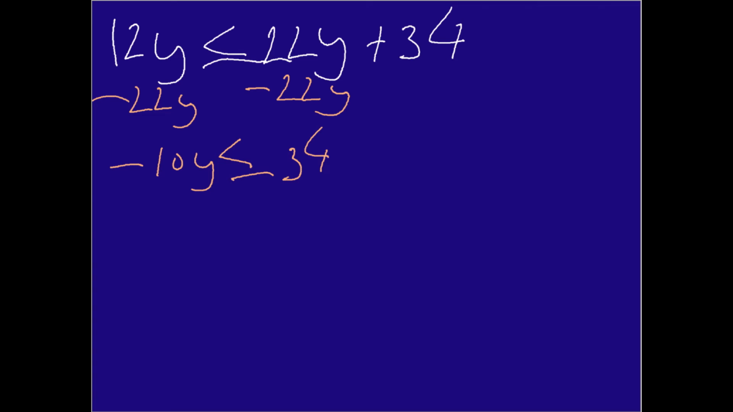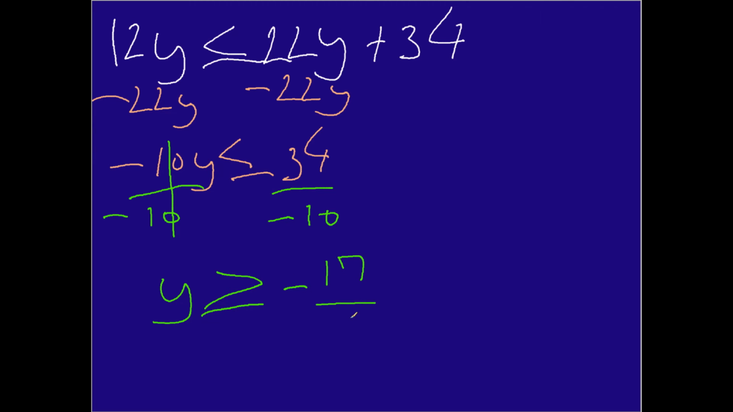Now the next step is to divide both sides by negative 10. But because I'm dividing by negative 10, I have to switch the direction of the mouth. So I divide by negative 10, and now I'm left with y, because these cancel each other out, is now greater than or equal to 34 over 10. You can reduce that to negative 17 over 5.